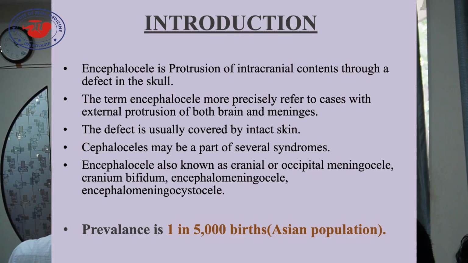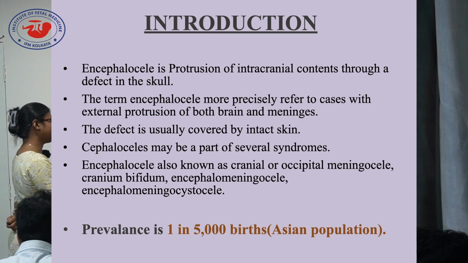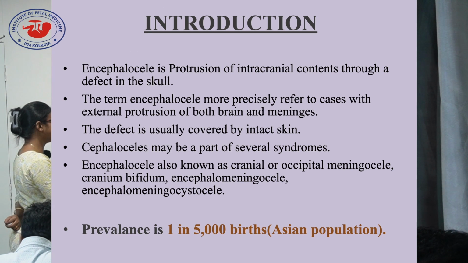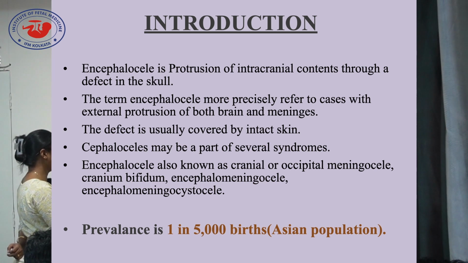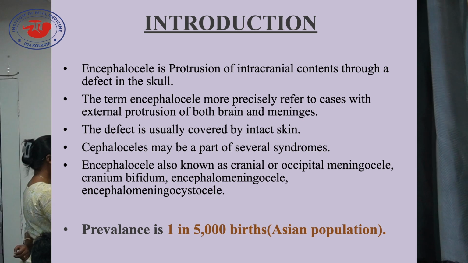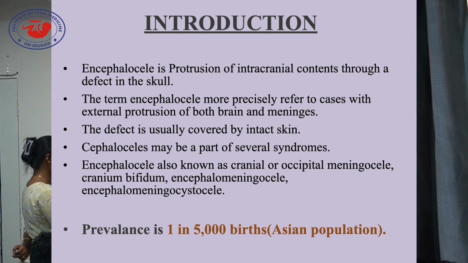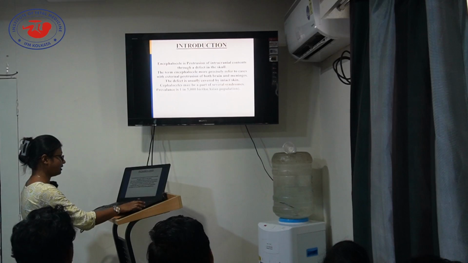We know encephalocele is protrusion of the intracranial content through a defect in the skull. The term encephalocele more precisely refers to cases with external protrusion of both brain and meninges. The defect is usually covered by intact skin. Encephalocele may be part of several other syndromes. Prevalence in the Asian population is 1:5,000 births.